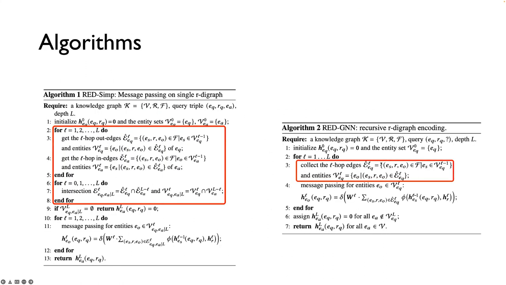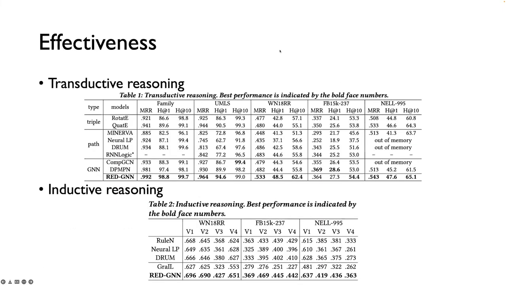The right hand side shows the algorithm of RedGNN. We can see that it is much simpler than the general version of subgraph encoding. We only have a single loop that samples neighborhoods as well as encodes the representations. So this algorithm should be more efficient.